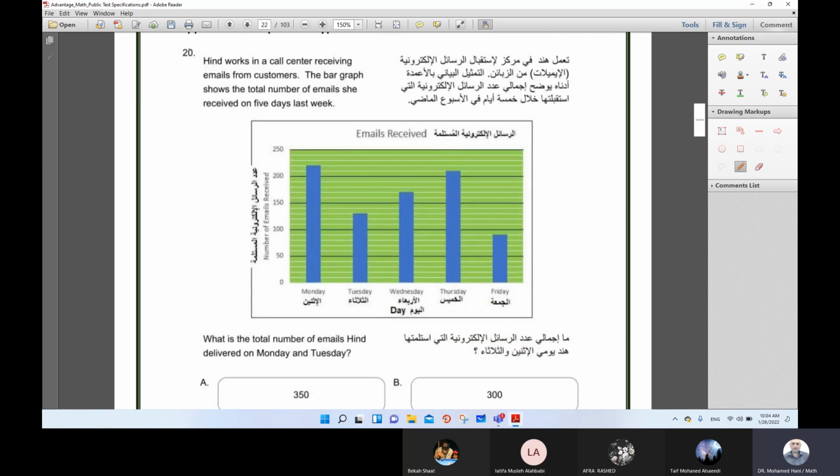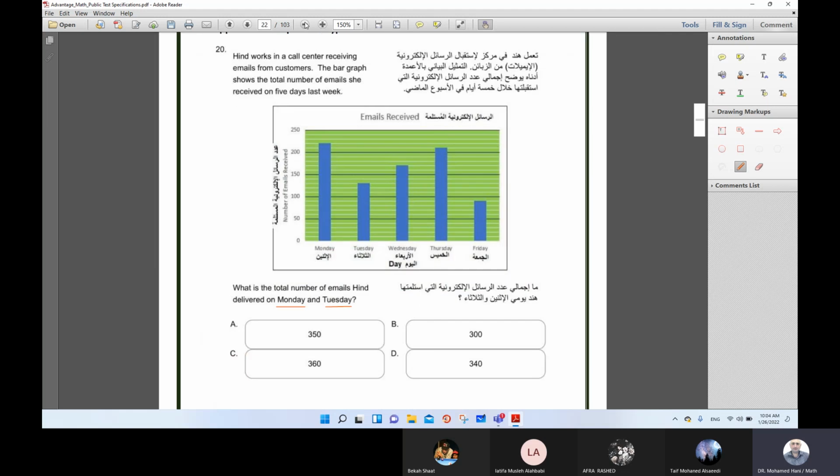In this question, Hind works in a call center receiving emails from customers. The paragraph shows the total number of emails she received on 5 days last week. What is the total number of emails Hind delivered on Monday and Tuesday? We have 4 choices. So I want from all to read the question again. Then from the paragraph, tell me what is the total emails delivered on Monday and Tuesday. Start, please.